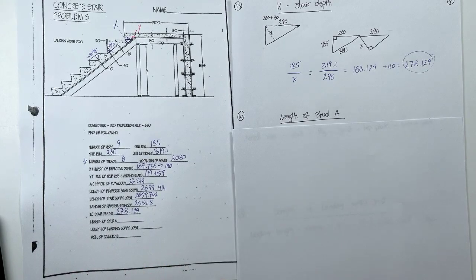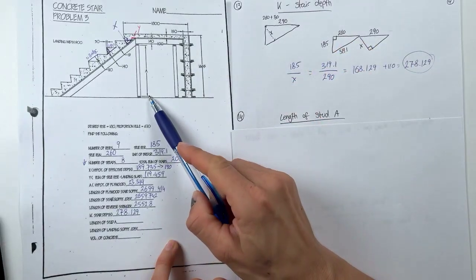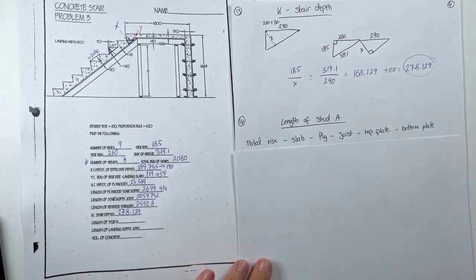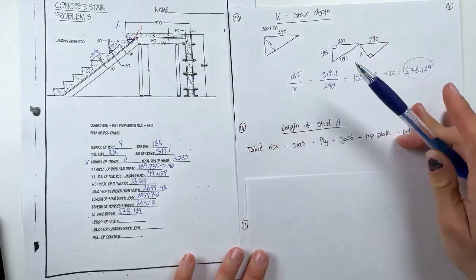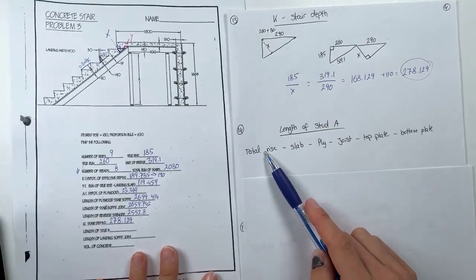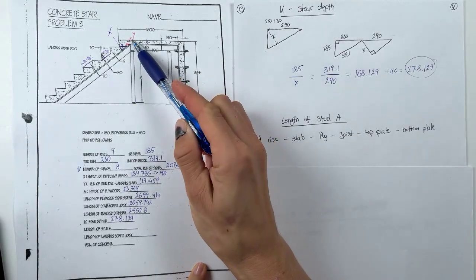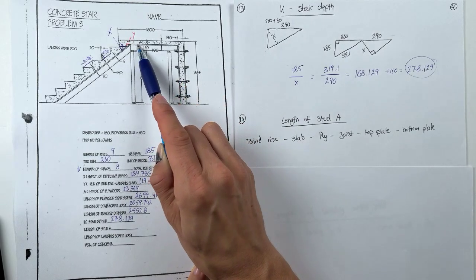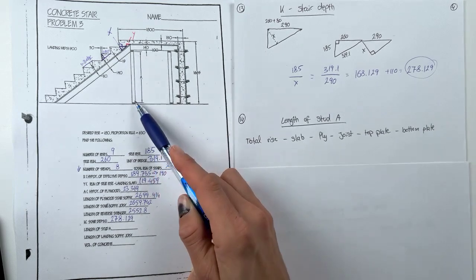This is just a practice of looking at the plan, finding the numbers, and seeing where the arrows point to. So the dimension lines telling us where to find what. So let's see. Stud A is this guy. And we have our total rise number that's given to us, right? Which is 1665. Gets us to the top of the slab. So we have to subtract our slab, which is 100. We have to subtract the plywood that's holding in the concrete. We have to subtract the joist. And then we have to subtract the top plate. And then we have to subtract the bottom plate.